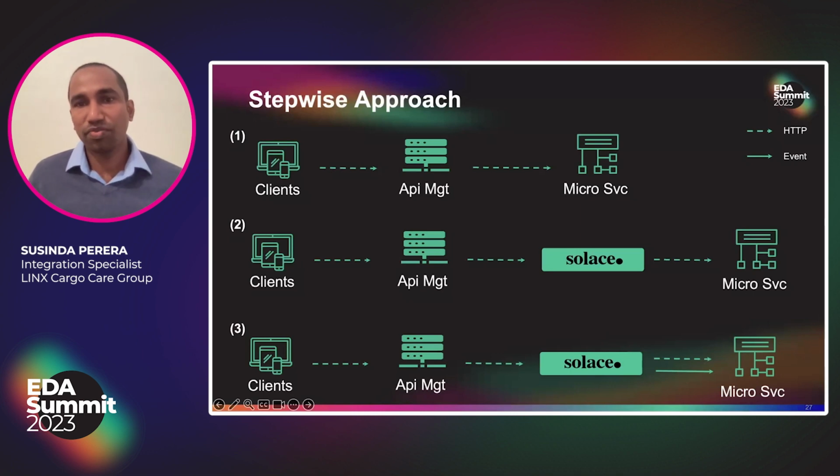As the second step, what we could do is introduce Solace in between as a REST gateway. As the third step, we can modify our microservices to support both HTTP and event-based communication. As we already did this for the Solace app in the demo, I don't think it needs much explanation here.